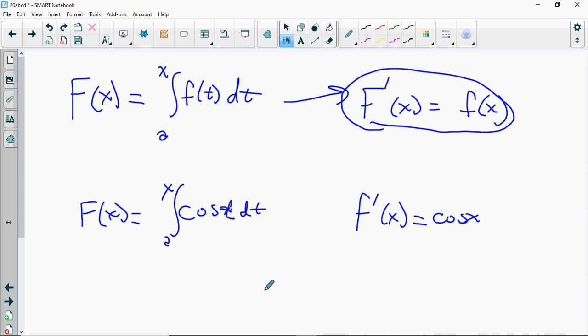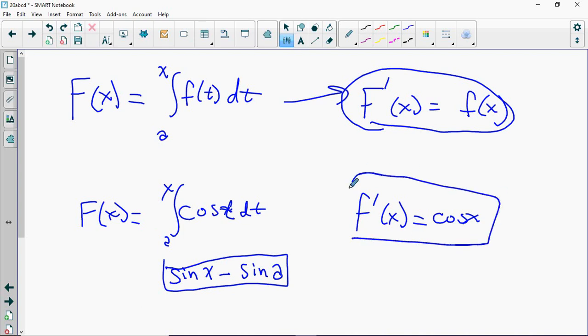If we actually take the antiderivative of cosine of t, we know that's going to be sine of t, right? Because the derivative of sine is cosine. So then we evaluate sine at the top value, which was x, and then we subtract sine of the lower value, which is a. So we have big F of x equals this function. But then we're going to take the derivative of big F of x, which means we're taking the derivative of this. Sine of a is a constant, and we know that the derivative of a constant is 0. So therefore, we're just taking the derivative of sine of x, which we know is cosine of x.